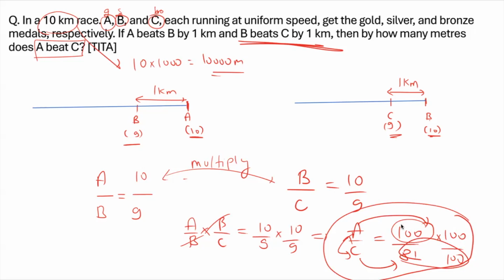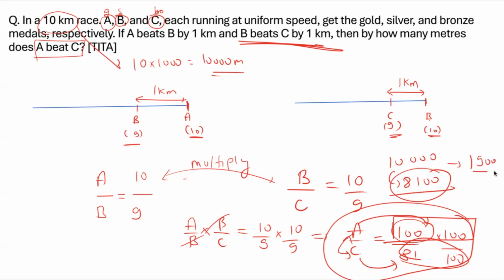This tells you that when A covers the 10-kilometer race, C is covering only 8,100 meters. So by what distance does A beat C? 10,000 minus 8,100 will give you the final answer here. The final answer will be 1,900 meters. So by how many meters does A beat C? The answer is 1,900 meters.